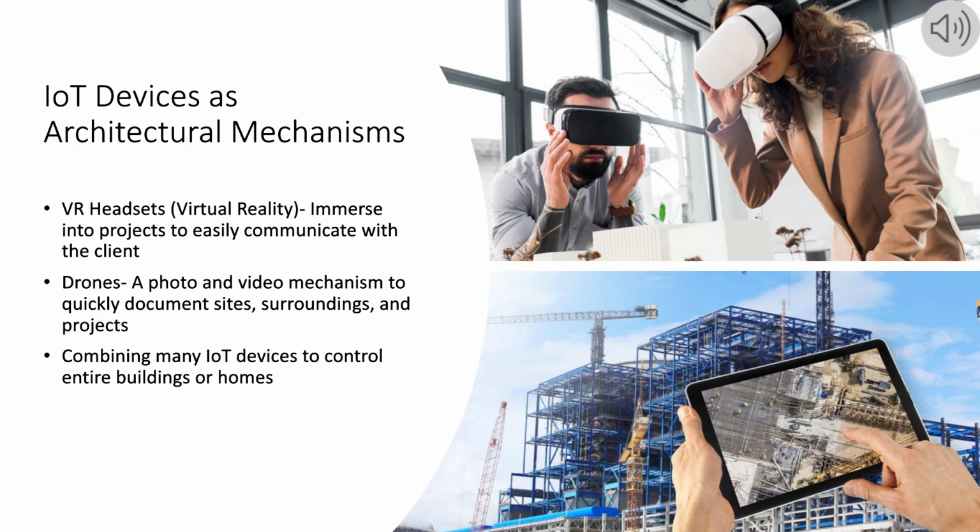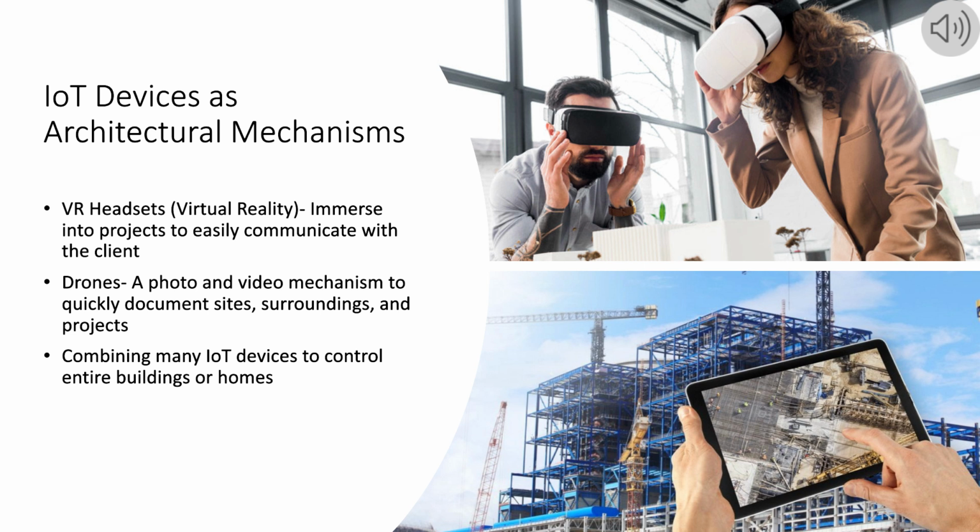The next question to be asked is how IoT can work as an architectural mechanism. Two examples that are currently being used in the field are VR headsets, or virtual reality headsets, and drones. VR has allowed architects, designers, engineers, clients, and all other entities involved in the building process to create and immerse themselves in their projects without actually building them yet.